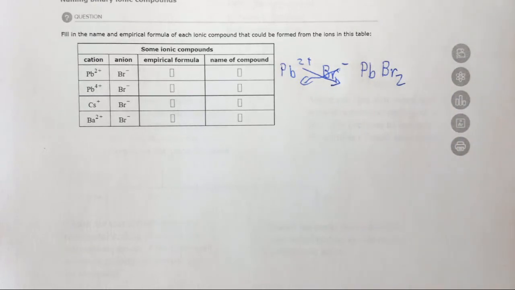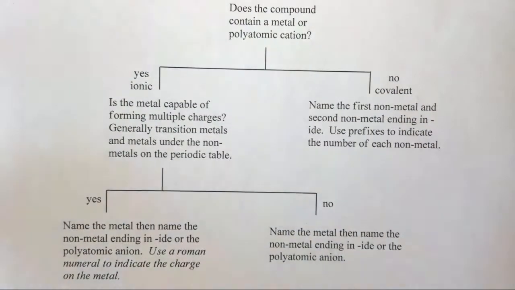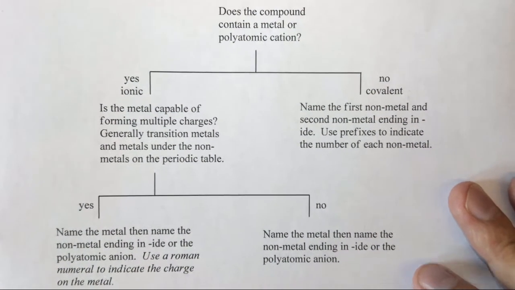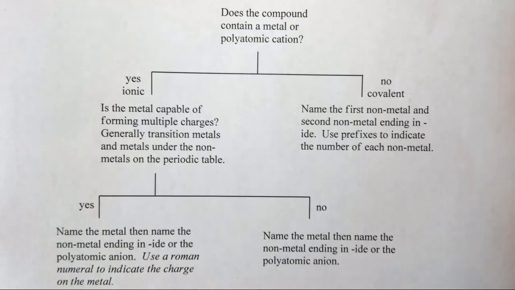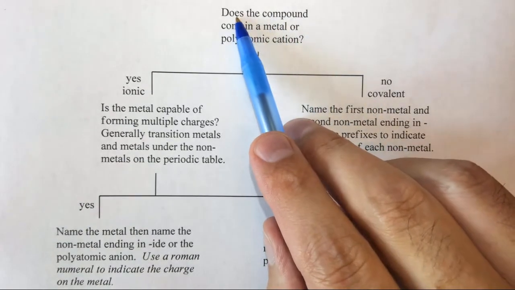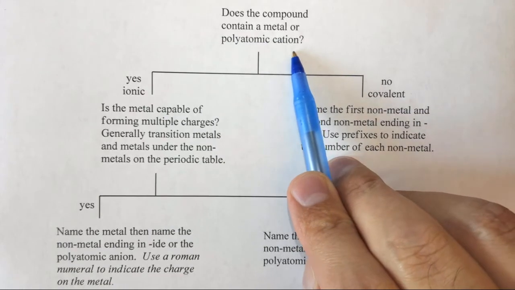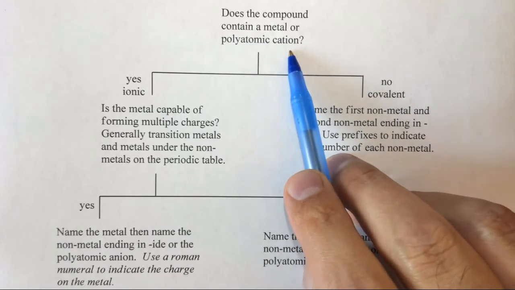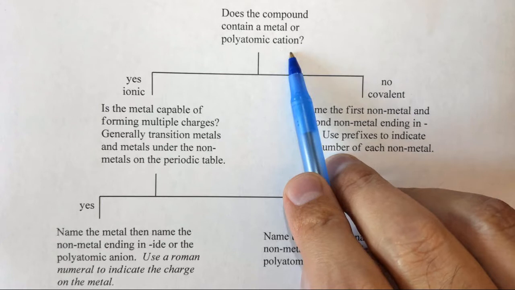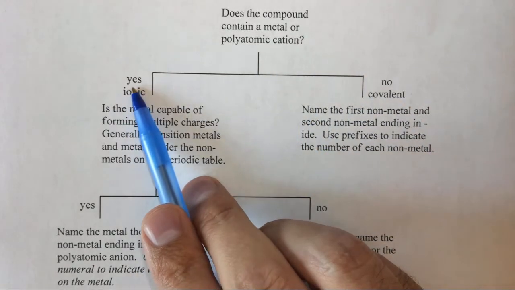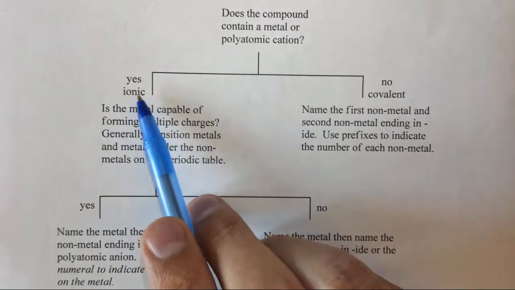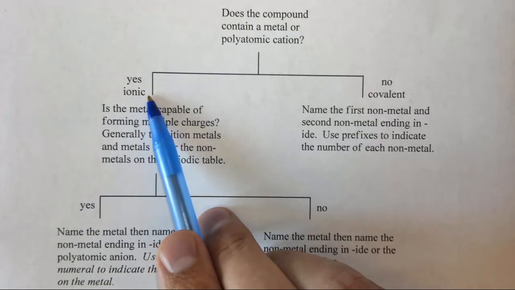When you're naming compounds, first you have to decide whether they're covalent or ionic. You may have seen this before in another video, but I do want to bring out this flowchart again. The first thing we want to know is, does the compound contain a metal or polyatomic cation, a positively charged polyatomic ion, such as NH4+. In this case, the answer is yes, it contains lead. Lead is a metal, so we know that it's an ionic compound.